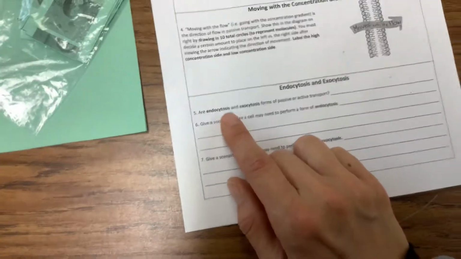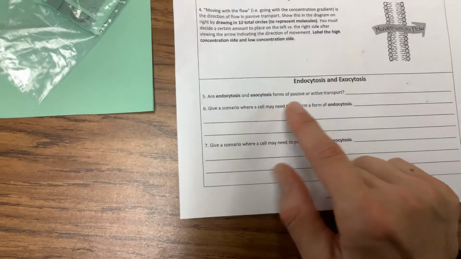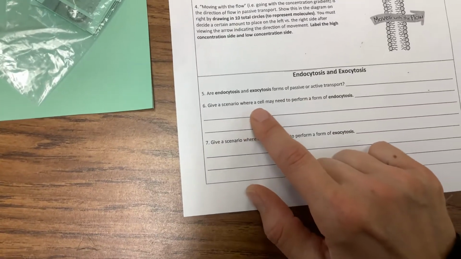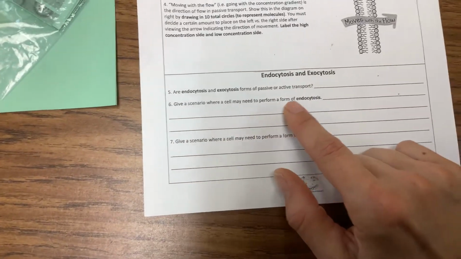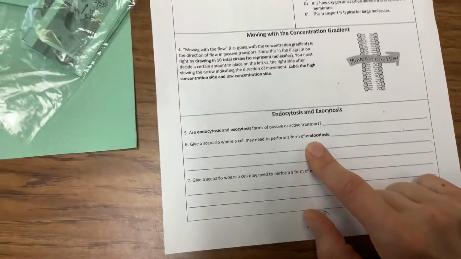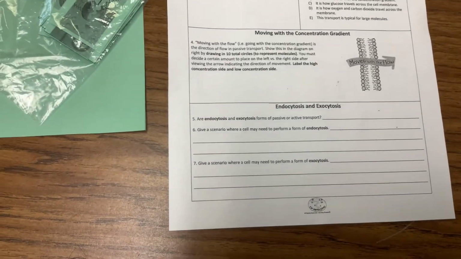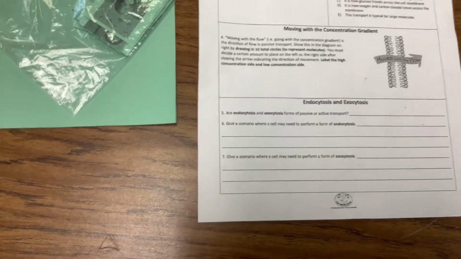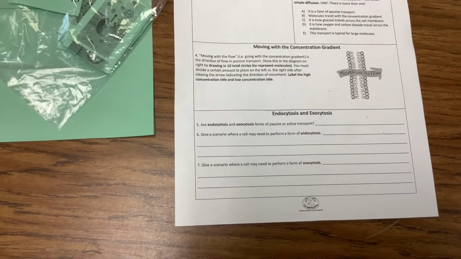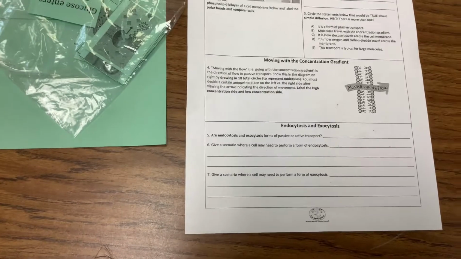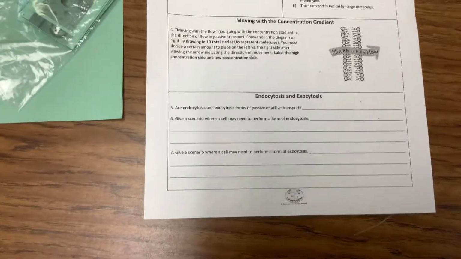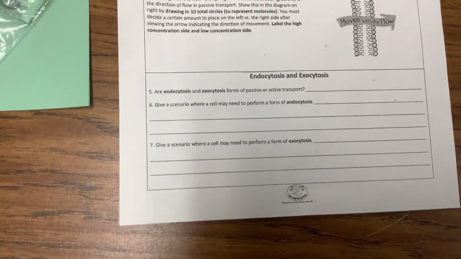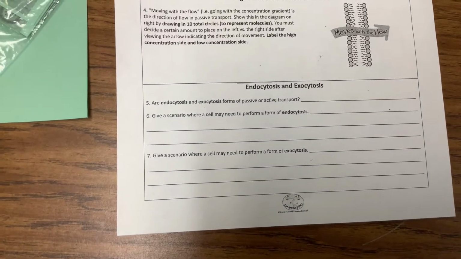Okay, we did 5 together. Endocytosis and exocytosis are both active. Give a scenario where a cell may need to perform endo. So why would we need to bring something in? They need to engulf a large starch or something for food. Good. So bring in something large, and I like how Jack said, for example, like a starch. So bringing in something good that the cell needs.